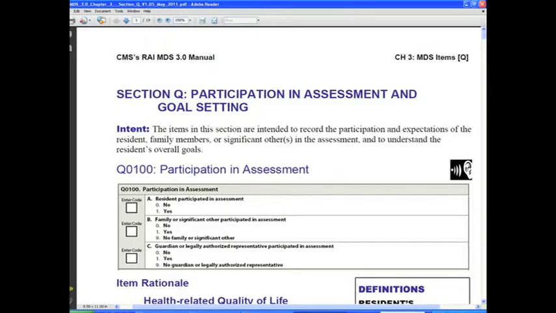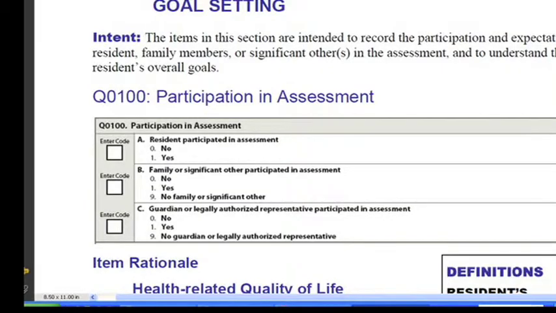copy. So the first item is Section Q0100. Do you all have it? And it's about resident participation. It looks like this. It's very, very basic. They want to know who participated. A, did the resident participate in the assessment? Did the family or significant other, or was it a guardian or legal representative?